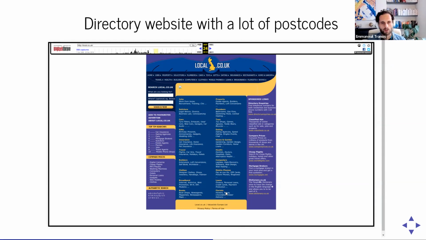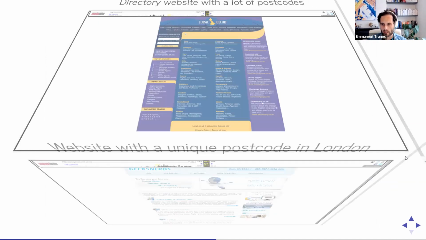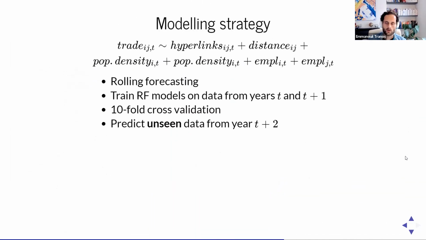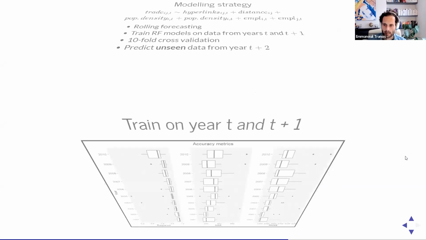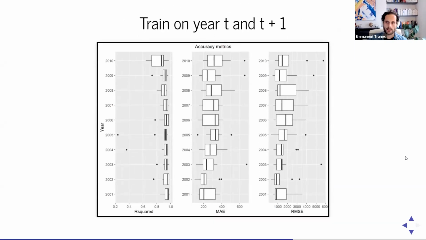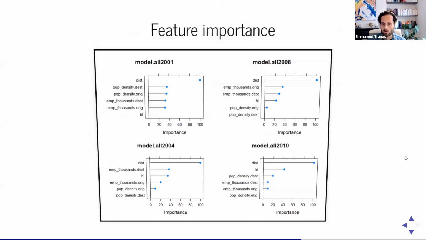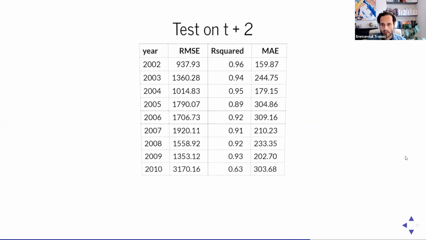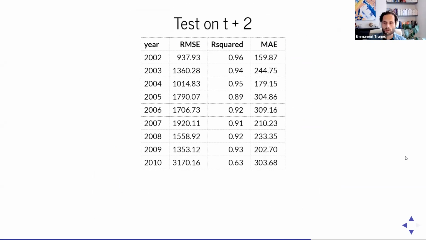And we filter out data based on the number of unique postcodes that these websites include. Enough with the data. Let me jump to our baseline results. We trained our models using data from years t and t+1, and then we apply our models to year t+2, to unseen data from year t+2.